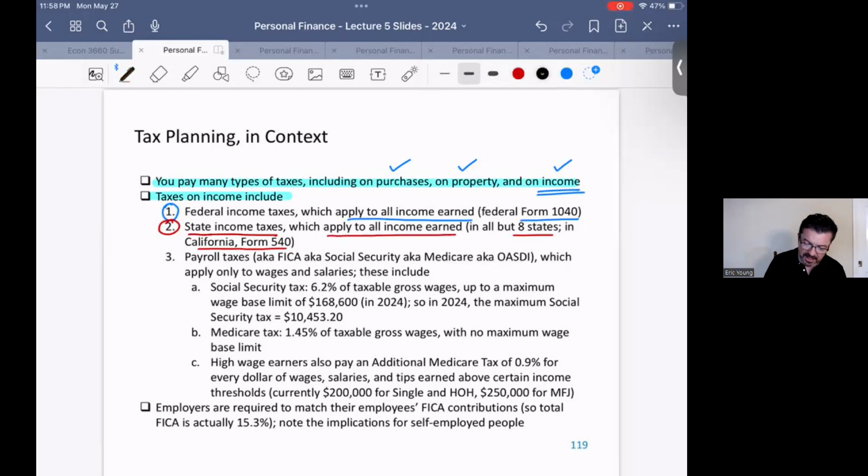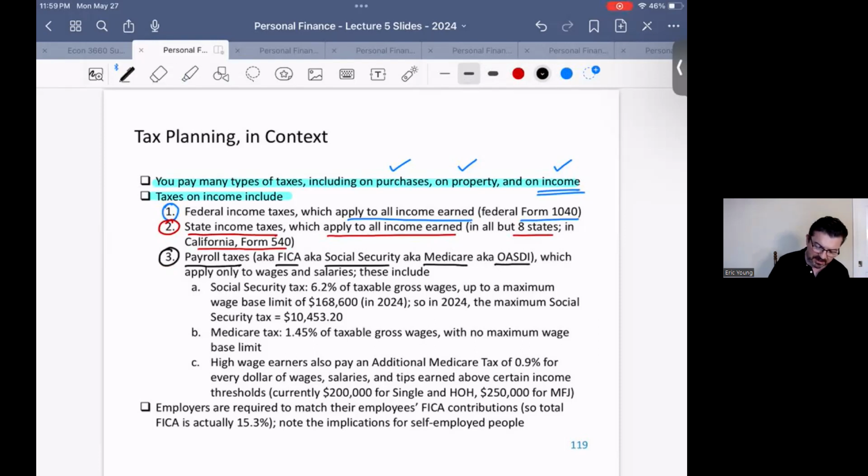Now, there is a third type of tax, which is paid by most Americans who work, not all, but most. These are known as payroll taxes. Now, these go by many, many different names. It can be very confusing. Payroll taxes are also called FICA taxes, or Social Security taxes. They're sometimes called Medicare taxes, and sometimes they're called by their technical name, OASDI taxes. That stands for Old Age, Survivors, and Disability Insurance.